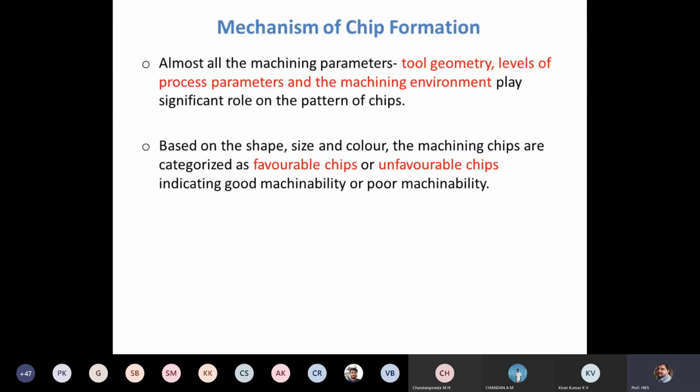What do you mean by machinability? Can anyone say?